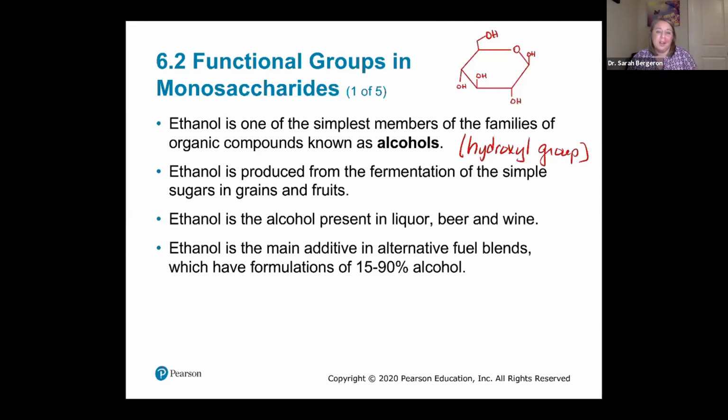All right, so ethanol is one of our simplest members of the family of organic compounds that we know as an alcohol. And an alcohol is sometimes also called a hydroxyl group. So what makes something an alcohol is this OH right here. So an OH together. So we know that we can produce ethanol from the fermentation of simple sugars. So here's an example of a simple sugar that we could ferment and we could produce ethanol.